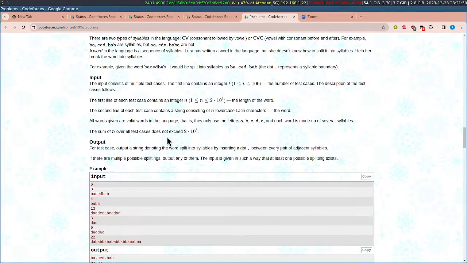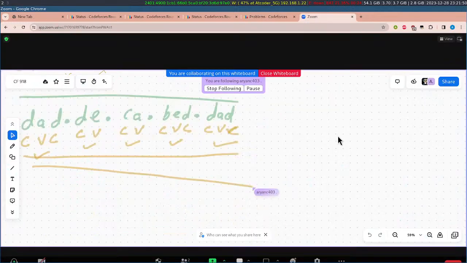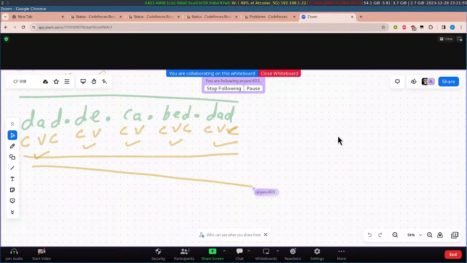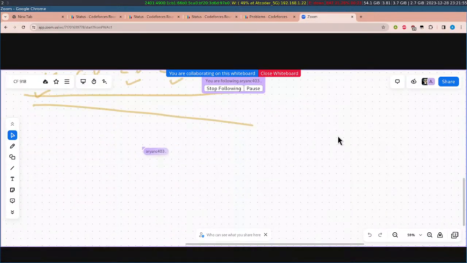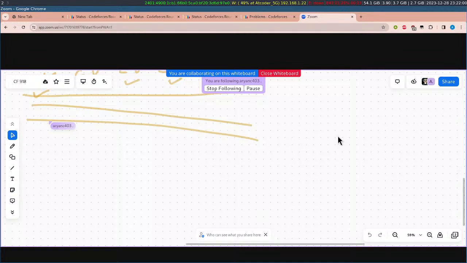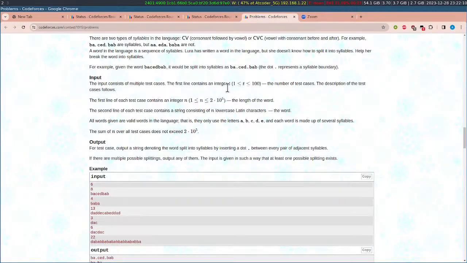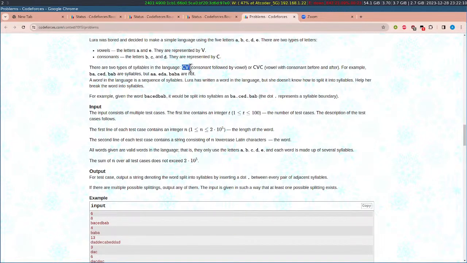Okay, I will try to explain the solution now. One greedy idea is this: we know there are only two types of syllables, one which ends with a vowel and one which ends with a consonant. So if the last character is a vowel, then this would be the type of syllable over there.